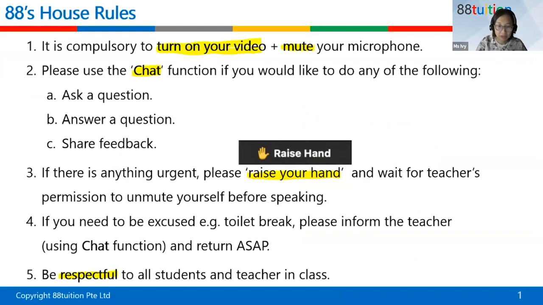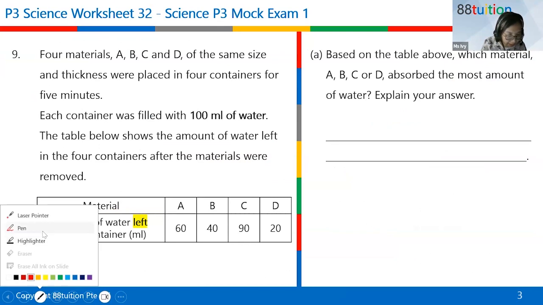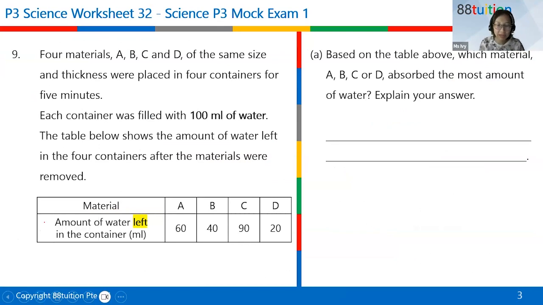Okay, right. I'll skip all these. I went through this. We'll jump straight to this. All right. This is from last week's worksheet, because we didn't have time to do this. So there are 4 materials. Material A, material B, material C, and material D.